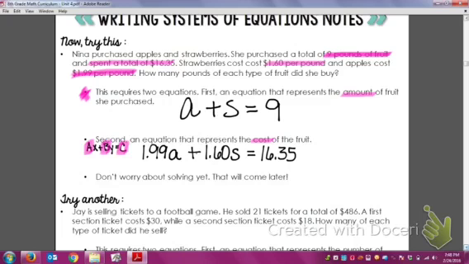We have our 2 equations. Sorry, somebody's calling me. I'm getting distracted. We have our 2 equations, and we don't have to worry about solving them yet. That will come later, okay? Right now we're just practicing writing the equations. So good job for us.